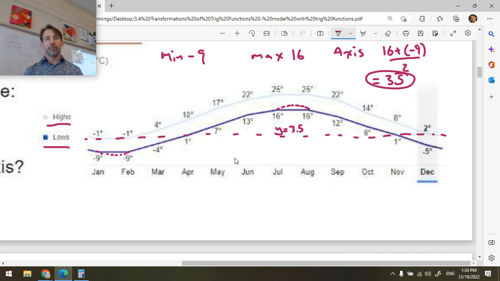And what's the amplitude? Well, it's however much the maximum rises above that, or the minimum goes below that. I did 12.5. I did maximum minus minimum, divided by 2. 12.5? Yeah. So 16 minus 3.5. If you do the maximum minus the axis, you will get the amplitude. So that would be 12 and a half. And negative 9 minus 3.5 would give you negative 12 and a half. So that's the negative amplitude. So our amplitude there was 12 and a half.